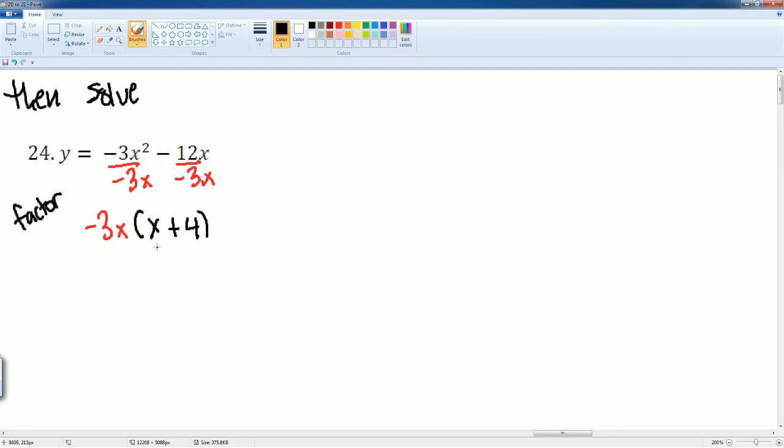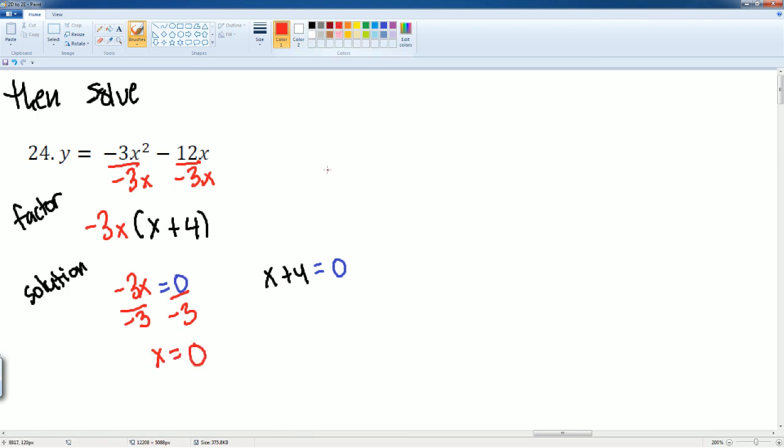Now to find the solutions, we set them equal to 0. The first one was negative 3x. We set that equal to 0. Then we also do x plus 4 equals 0. It looks weird, but just continue the math. Let's do the first one. How do you get x alone? I can just divide by negative 3 on both sides. What is 0 divided by negative 3? Just 0. What about x plus 4 equals 0? We subtract 4 from both sides, leaving you with x is equal to negative 4. So that is your solution.